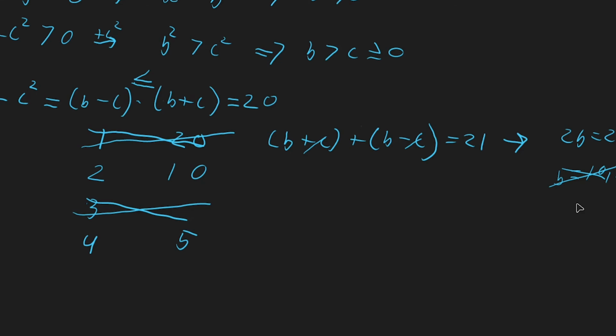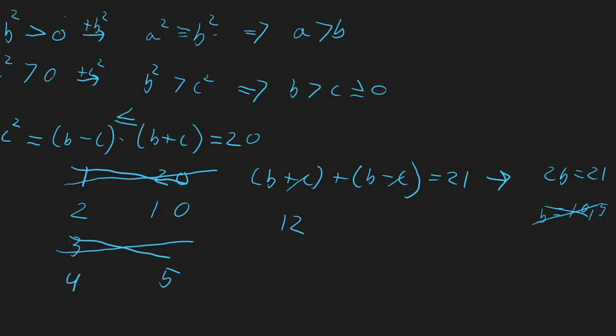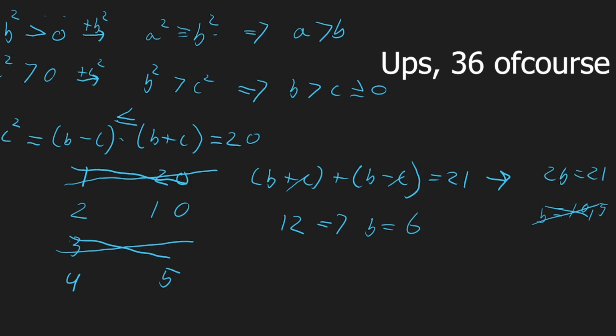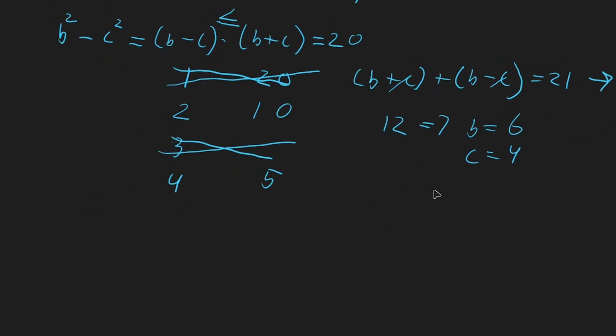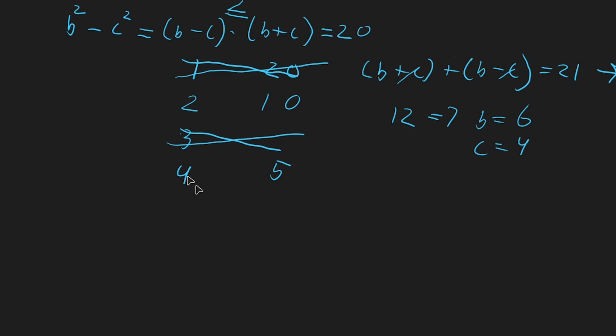2 and 10. Again, if we add these parentheses, we will get 12, which also tells us that B equals 6. So if we look at this, we can see that B is 6. 6 squared is 36, and this needs to be 20, so 36 minus something squared equals 20. That must be 16, and C must be 4. Okay, so this is a possible solution. We do not know if it's a solution yet, but it is a possible solution.